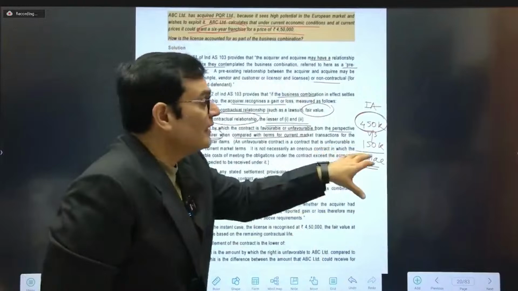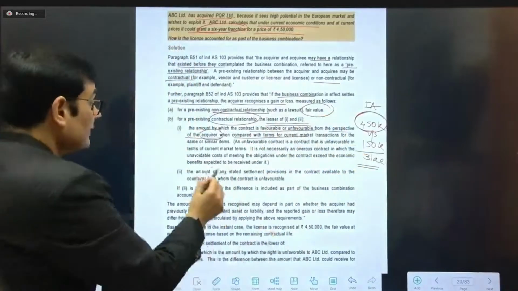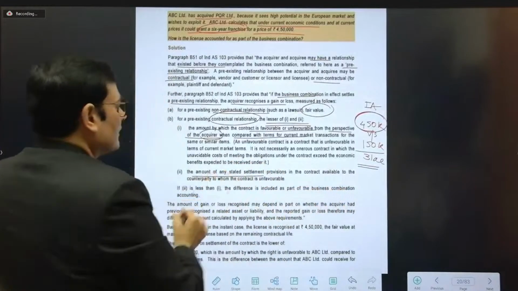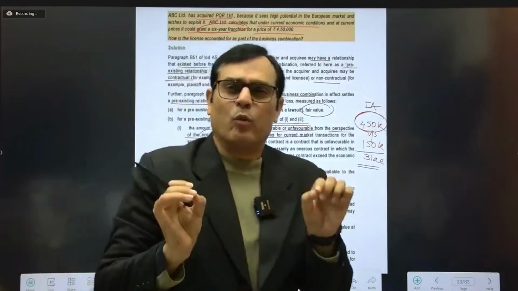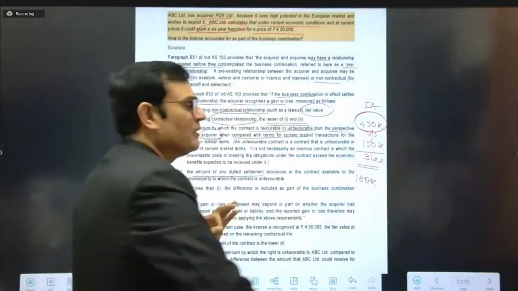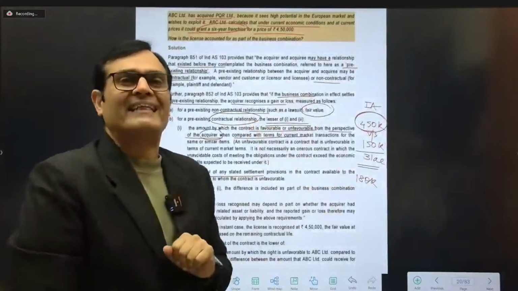So this 3 lakhs is unfavorable from the acquirer's point of view. Then he says the amount of any settlements which is available. In simple words, what do you pay if you want to exit? ABC can tell company PQR, you take a penalty. He's already told me you can pay a penalty of book value plus 20%. So you can pay a penalty of 1,80,000 and you can exit out of the contract.